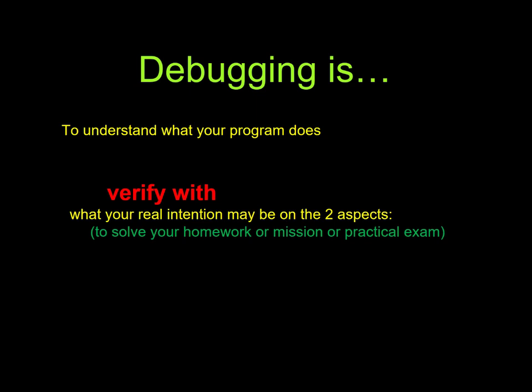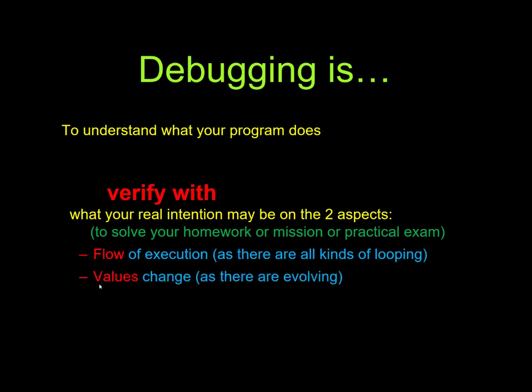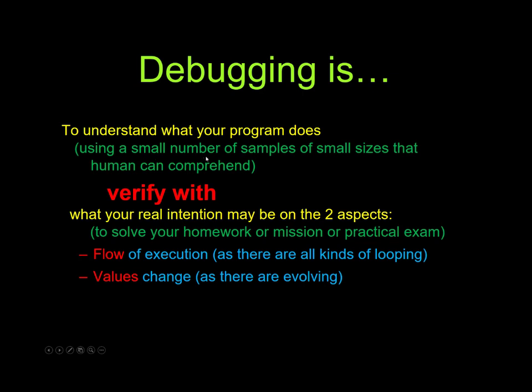For our purpose, debugging is actually to understand what your program does, and verify it against what your real intention may be, on the following two aspects. 1. Flow of execution, as there are all kinds of looping. 2. Values change as they are evolving. And we are doing this with a small number of samples of small sizes that humans can comprehend.